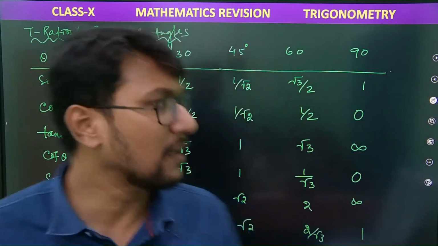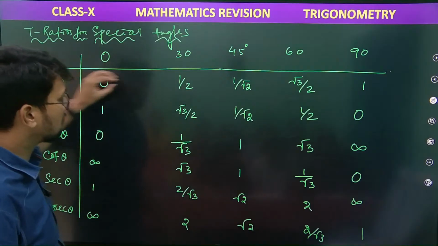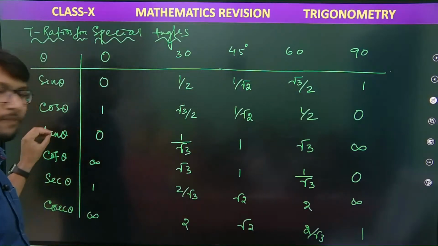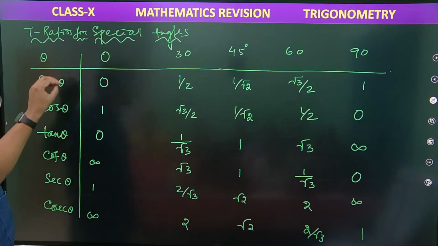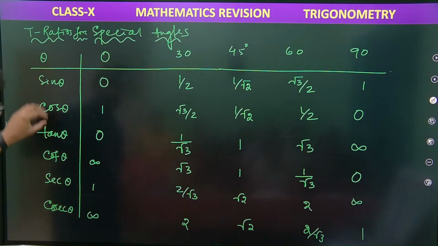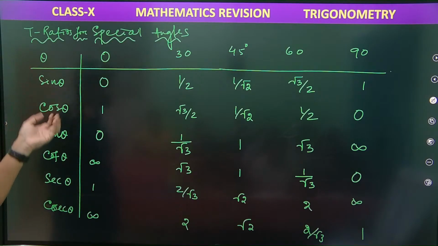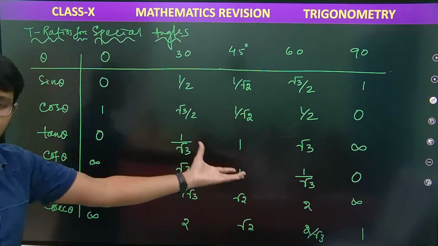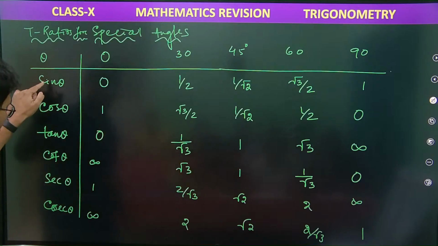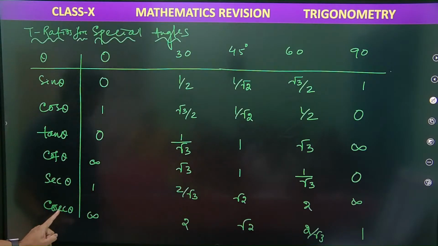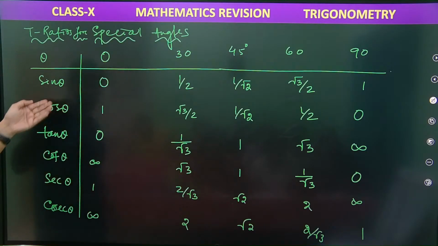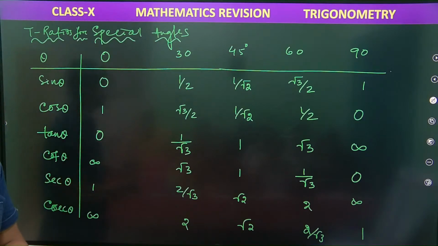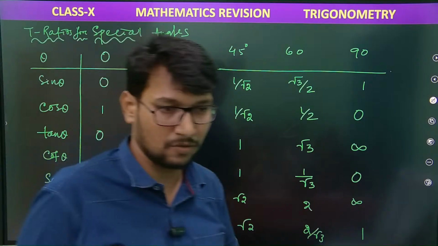Clear? Then you can write, because if you know sine and cos, you can find tan. How? Tan is the quotient of sine and cos. Sine by cos is tan. Then if you know sine, you can find cosec by reciprocating. Cos reciprocating gives sec, and tan reciprocating gives cot. Is that clear, everyone? Okay.